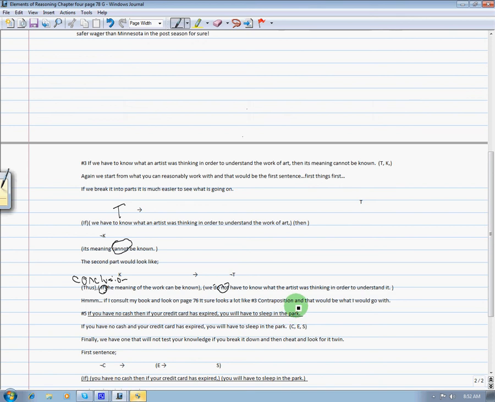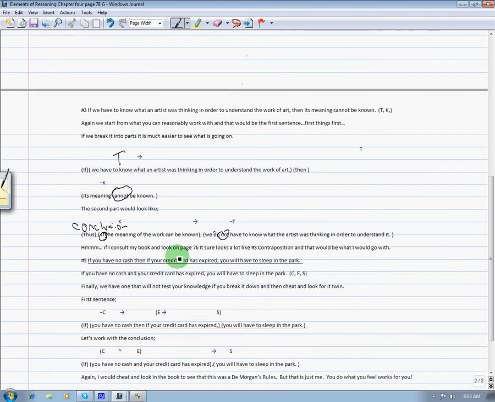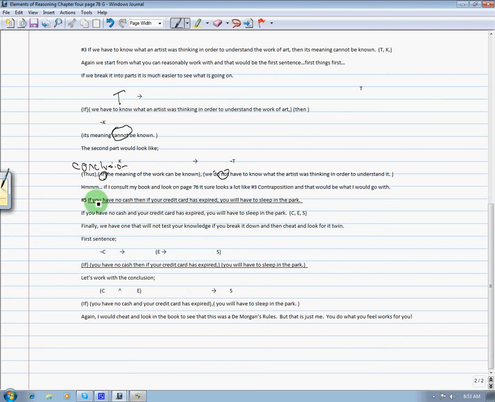Okay. So finally, number 5, if you have no cash, then if your credit card has expired, you will have to sleep in the park. This one throws us off, but if you have no cash, conclusion, and your credit card has expired, you'll have to sleep in the park. So finally, we have one that will not test your knowledge if you break it down and you cheat and you look for its twin.